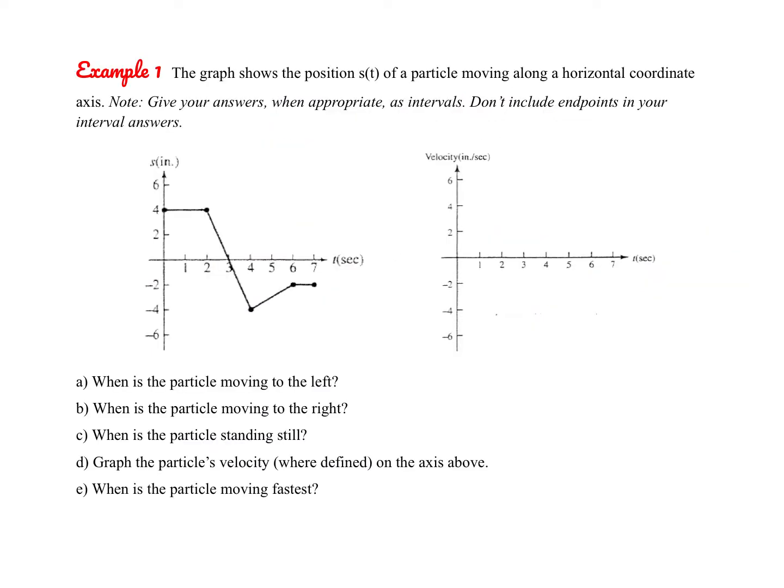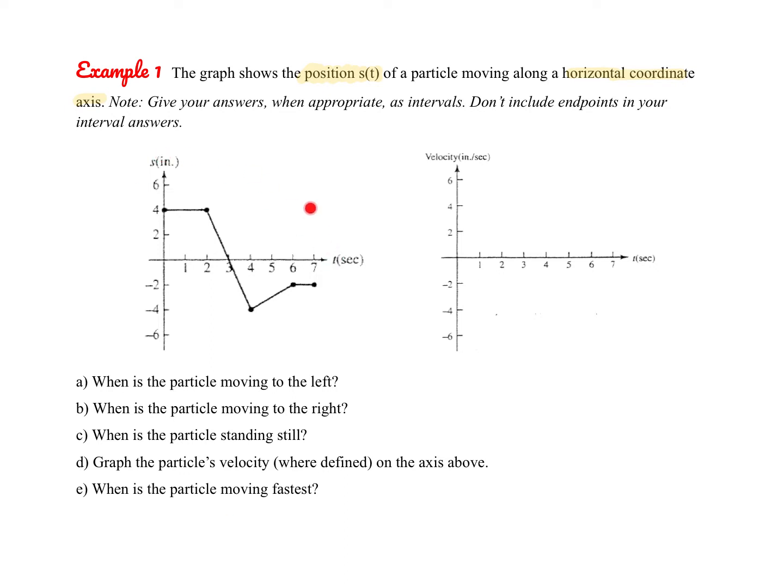All right, let's try an example together. So here we have a graph of a position function. It's really important that we understand what type of function our graph represents. So this is a position function of a particle moving along a horizontal coordinate axis. So it's kind of moving from left to right. So we're going to look at a few different things.